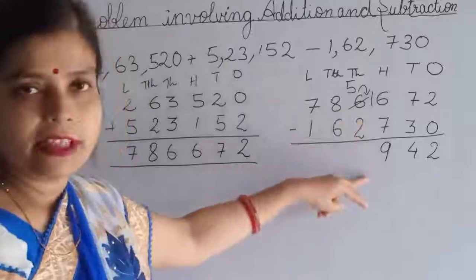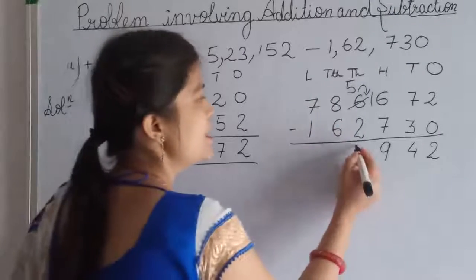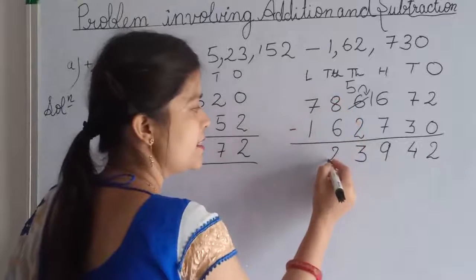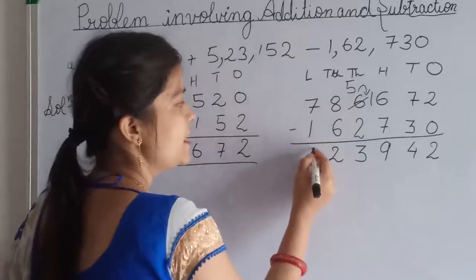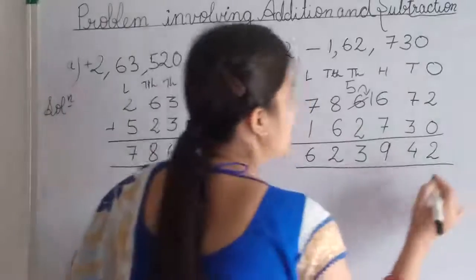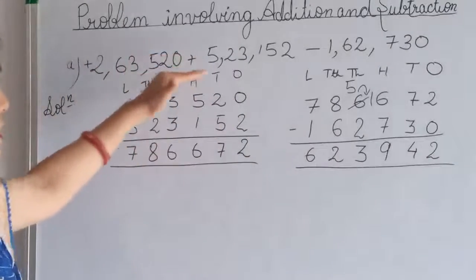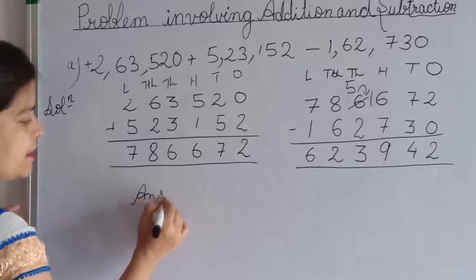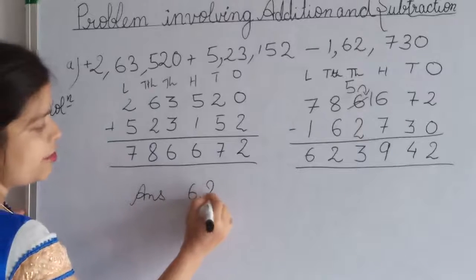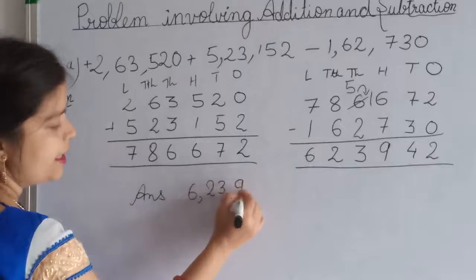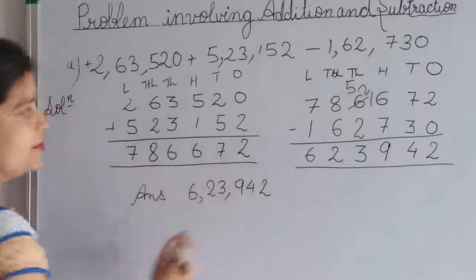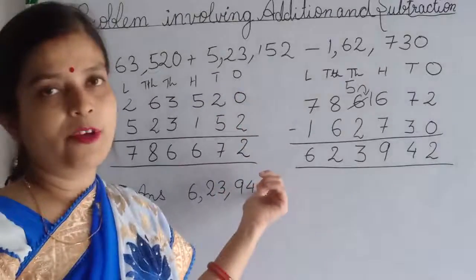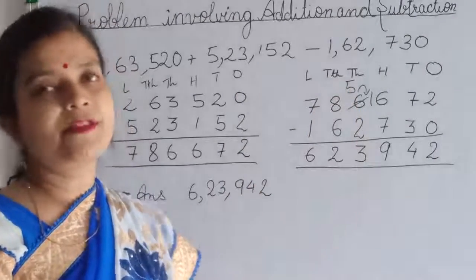So 16 minus 7 is 9, 5 minus 2 is 3, 8 minus 2 is 6, 8 minus 6 is 2, 7 minus 1 is 6. So this is 6 lakh. So my answer is 6,23,942. You can see first we have done addition and then from the sum we have done subtraction of the third number.